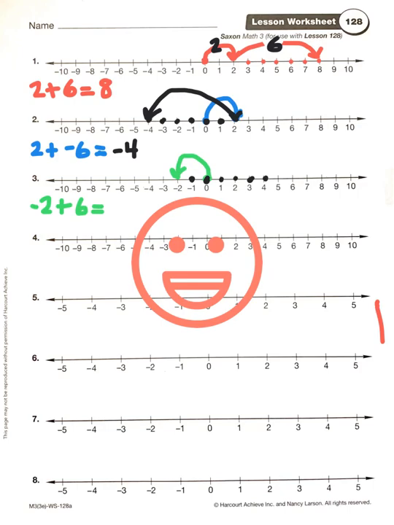So we have 1, 2, 3, 4, 5, 6. We start from our arrow and we make our arc all the way up to positive 4. And then we put our answer. Negative 2 plus 6 equals positive 4.